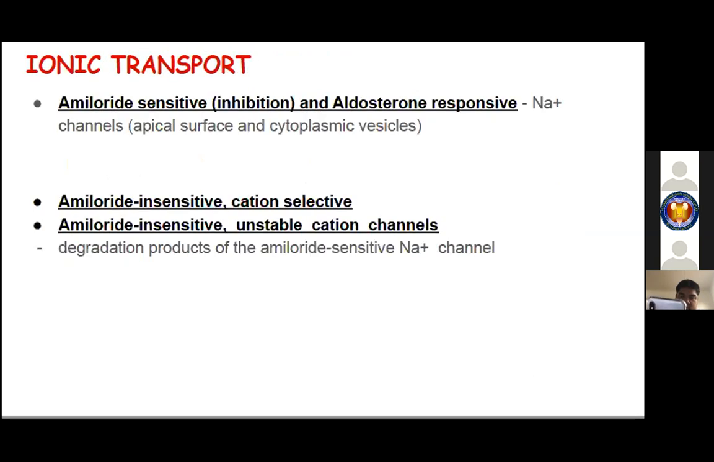For the ionic transport, sodium channels that exist on the apical surface of the umbrella cells and in the cytoplasmic vesicles below the apical surface are primarily amiloride sensitive and aldosterone responsive. However, amiloride insensitive, cation selective, as well as amiloride insensitive, unstable cation channels have also been identified. Both of these channels were found to be degradation products of the amiloride sensitive sodium channel, which is hydrolyzed by serine proteases such as kallikrein and urokinase, as well as plasmin.